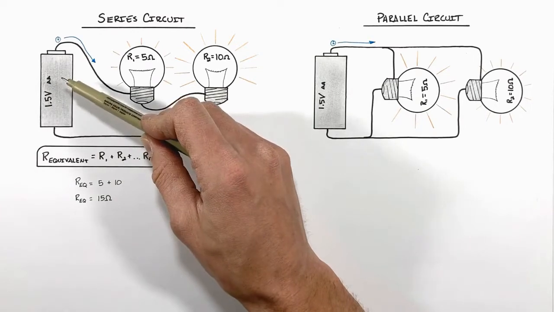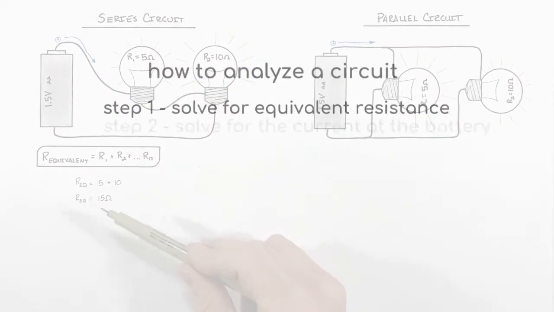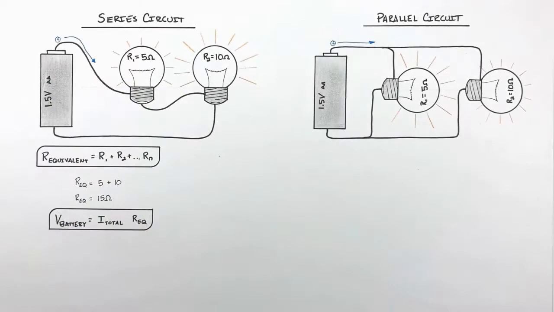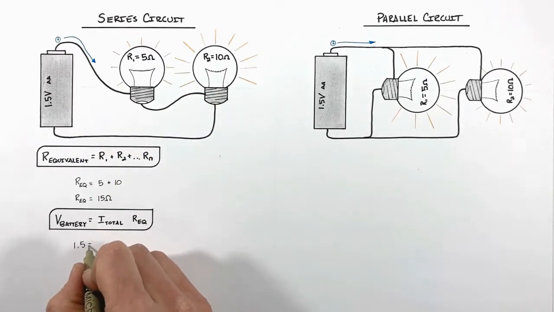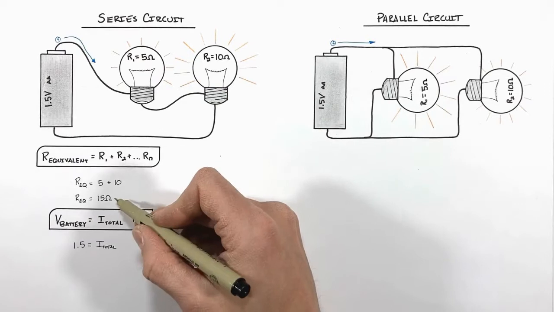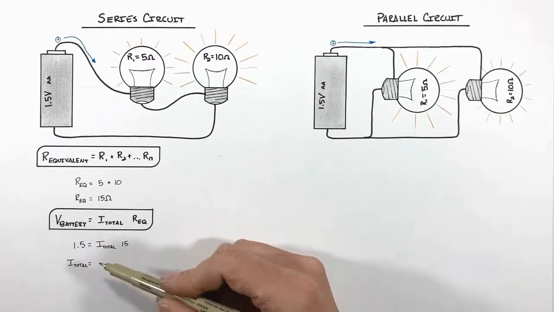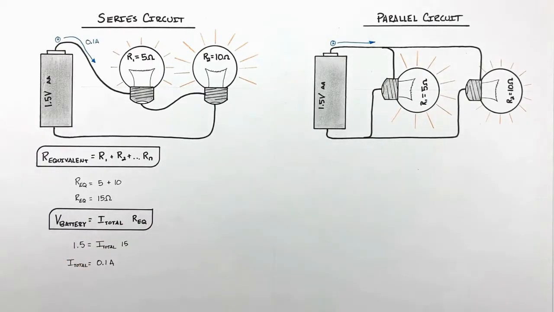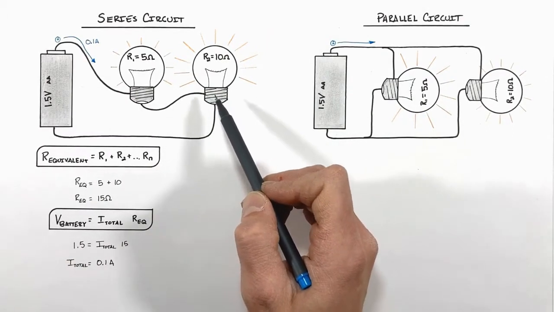Now the reason the equivalent resistance is so important is because it allows us to solve for the current which is coming out of the battery. See, by applying Ohm's law to the battery using the equivalent resistance, we can solve for the total current. So knowing our battery has a voltage of 1.5 volts, and the equivalent resistance is 15 ohms, we find the total current coming out of the battery is 0.1 amps. Remember, we're trying to solve for the current through each resistor as well as the voltage across each individual resistor.